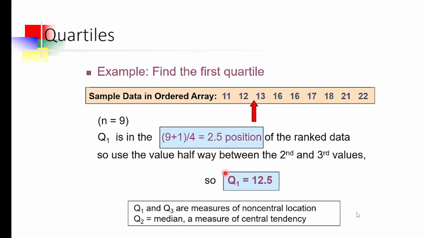Right? So what is the interpretation of 12.5? 25% of the data values are below it. In this case we don't need to use the "equal" because it is a midpoint. So 25% of the data are below 12.5 and 75% of the data values are above 12.5.